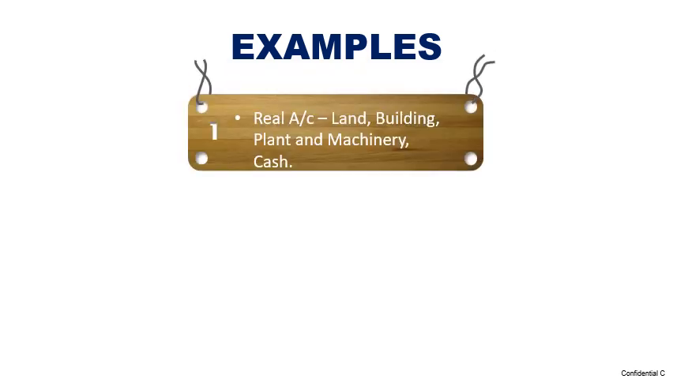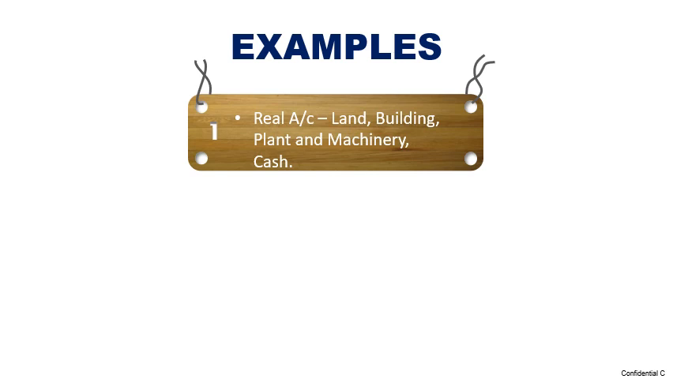Let's understand a little more what is meant by real account. Real account means all assets which are useful for building up businesses. Land, building, plant, machinery, cash: these are all called real accounts. We also call land, building, plant and machinery fixed assets. Cash is called a current asset.